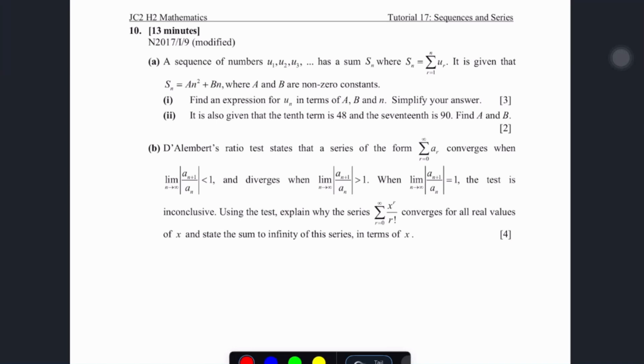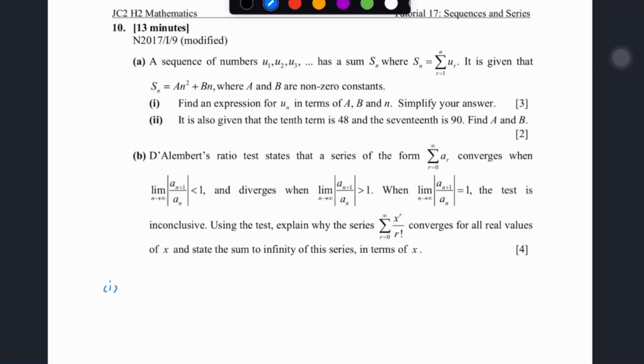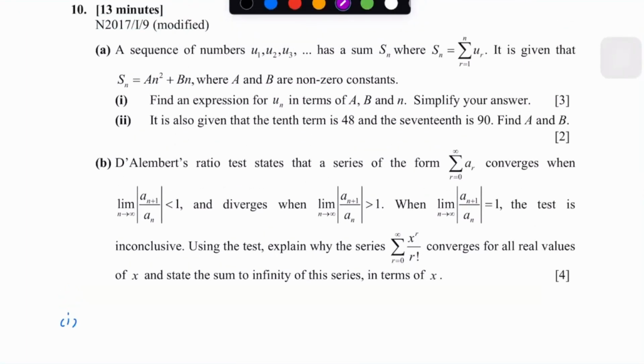Question 10. We have a sequence of numbers U1, U2, U3, which has a sum of Sn, where Sn equals the sum from r equals 1 to n of Ur. So they define the sum of n like that. It is given that we get a general formula over here, where A and B are non-zero constants. Find an expression for Un in terms of A, B, and n. Simplify your answer. So for this one, we have Sn, and we're going to find Un. What's the property that we can use?